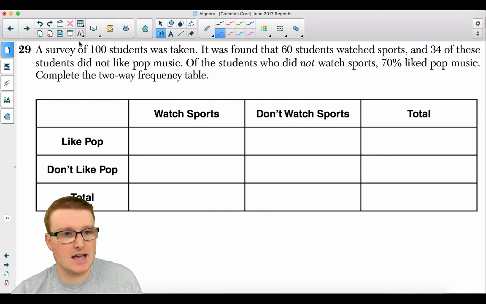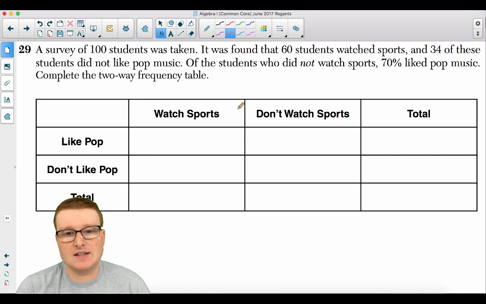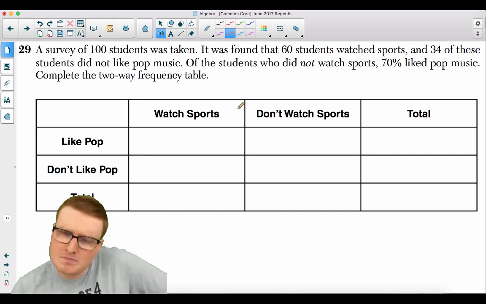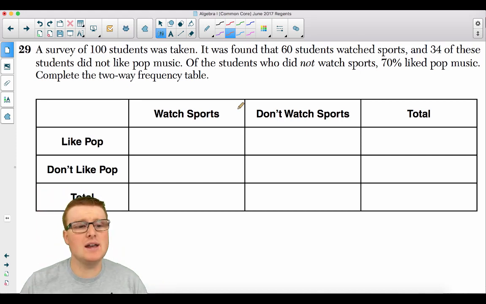Number 29, it says a survey of 100 students was taken. It found that 60 students watched sports and 34 of these students did not like pop music. Of the students who did not watch sports, 70% like pop music. Complete the two-way frequency table. Oh, man. Not too bad, though. Let's go ahead and figure this out.